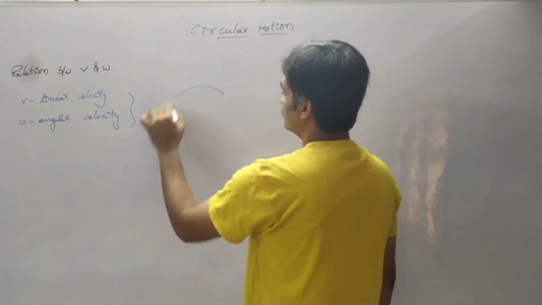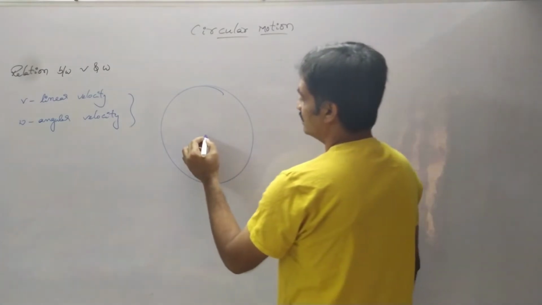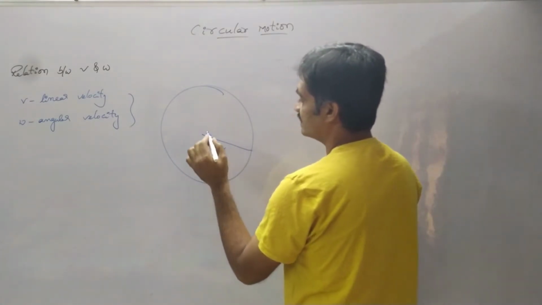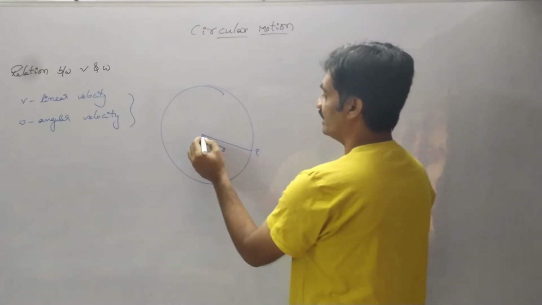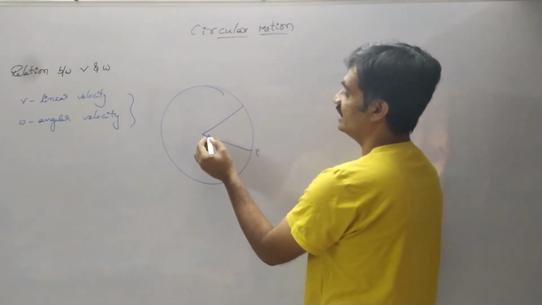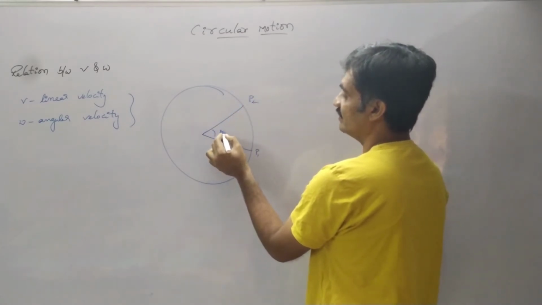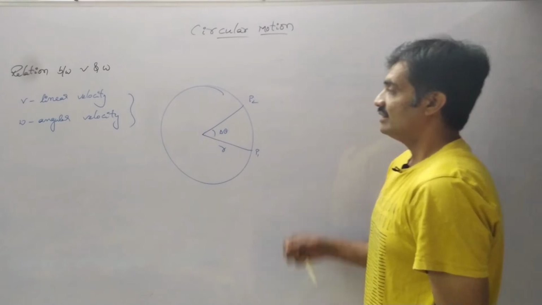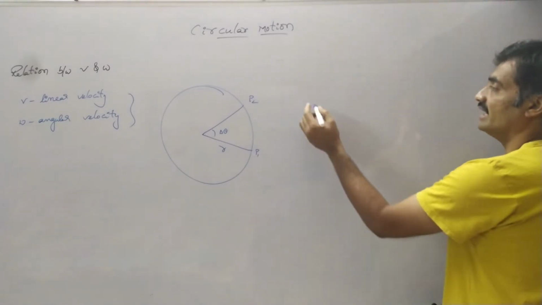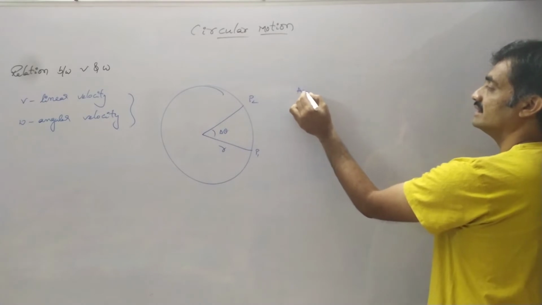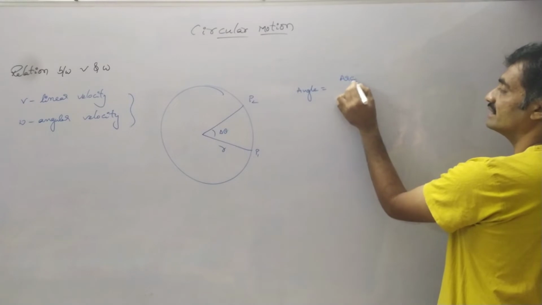For this we consider a body which is revolving in a circular path, where the radius of this axis is r. Let us consider that initially the particle is at point P1, and after a time of delta t it has reached point P2, making an angle of delta theta. Based on that, we have to show the relation, where we know that angle is equal to arc per radius.